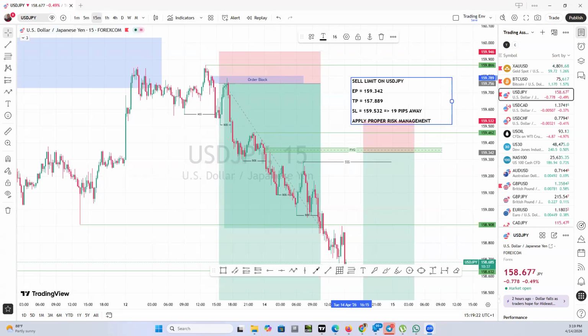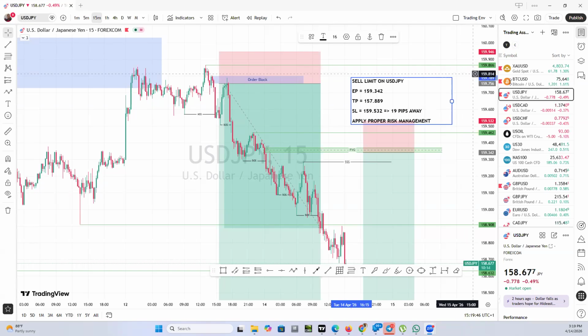BTC or GBP. Okay. Somebody typed GBP JPY. So let's see if we can take both.